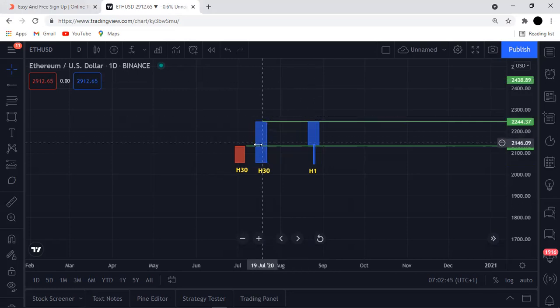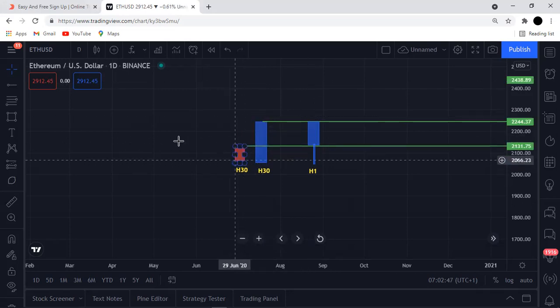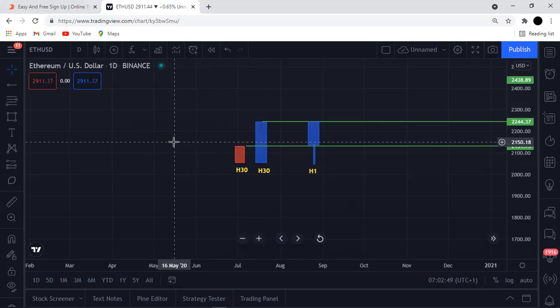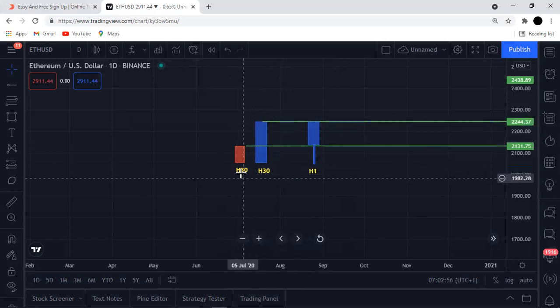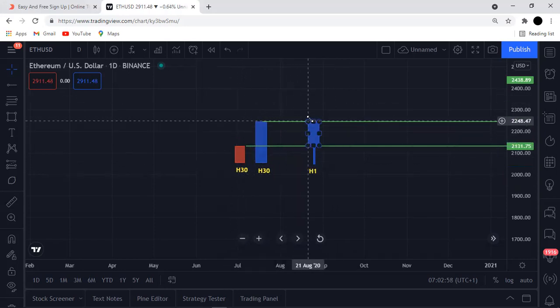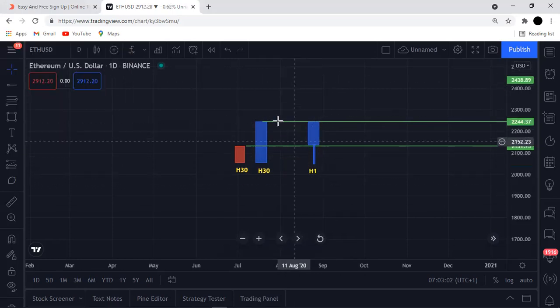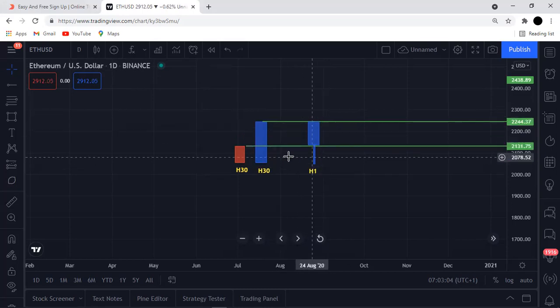If you spot this, let's say this is 1 hour, this is another 1 hour, then come to your TradingView, do your analysis. You should see this under the H2. If you see this as 4 hours closed, another 4 hours closed, go to your 8 hour under your TradingView. You should see this under your 8 hour time frame.